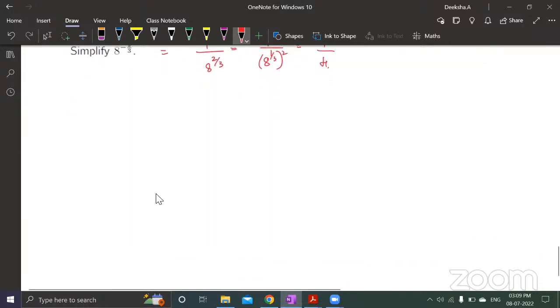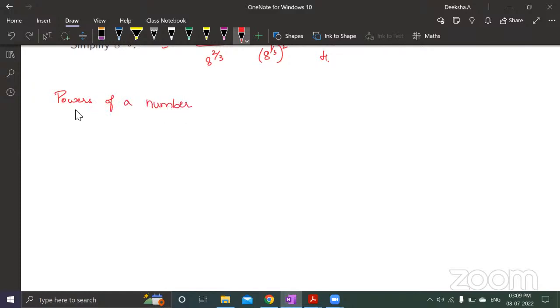So the next one is powers of a number, which is a very important type of question for MBA students. This will also occur for MCA students, but it's a very commonly repeated question for MBA question papers. So what is that, powers of a number? Here, it is more of observation and guessing.